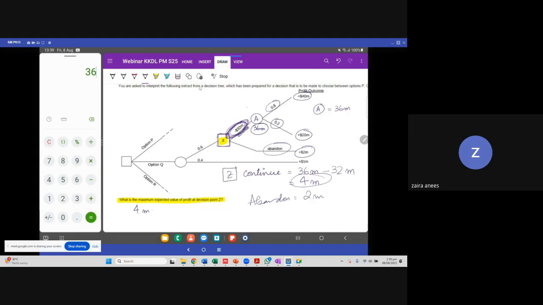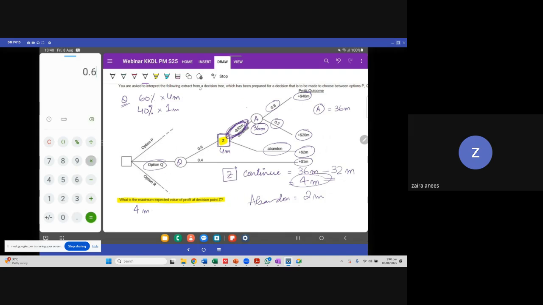If question says that, let's suppose this is point Q, right? This is option Q. And if the question says that, hey, solve for point Q, what you will do then? For point Q, at point Z, we have taken a decision to continue and the benefit will be 4 million. So 60% chances are there that the profit will be 4 million, and there are 40% chances that the profit will be 1 million.